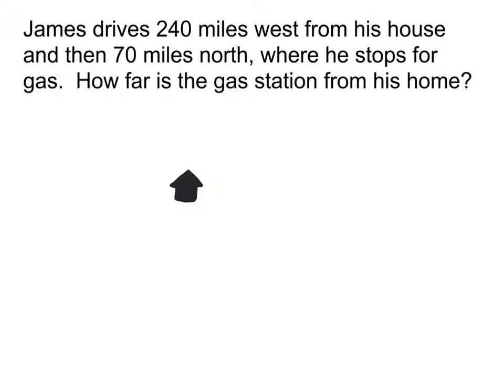So the first thing I do like to do with a problem like this is turn it into a picture. We know he's starting from his house here, so I got the house there. And he drives 240 miles west. Yes, you should know your compass directions. So that then is west. So he goes 240 miles to the west, which if we're looking at a map means to the left.